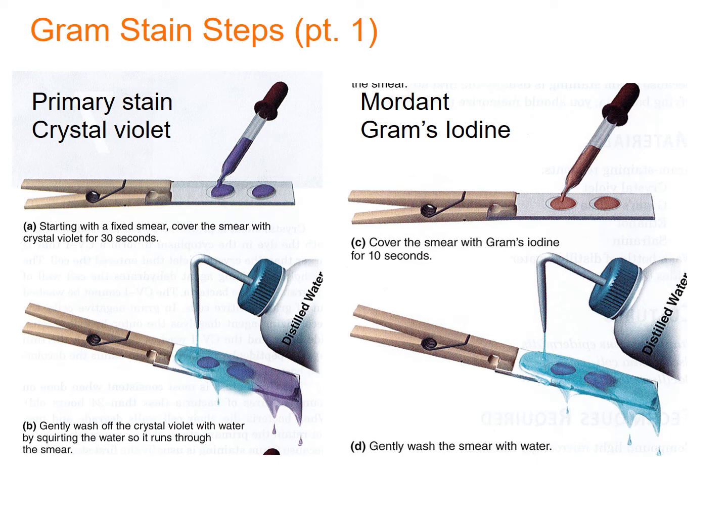And likely, in the positions where we had bacteria, we would see that there were nice dark purple patches because all of the bacteria were stained. Next, we're going to add a chemical called Gram's iodine, which serves as a mordant.